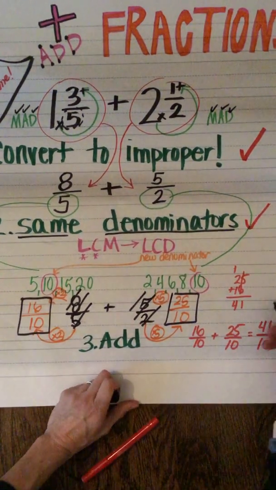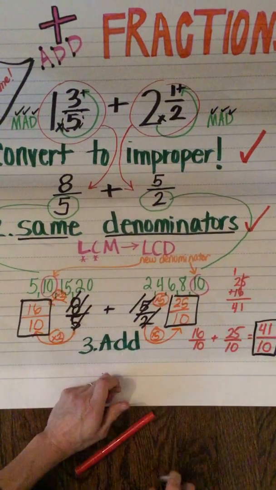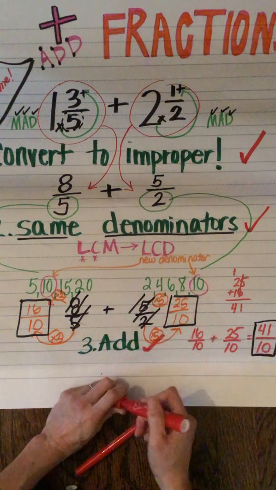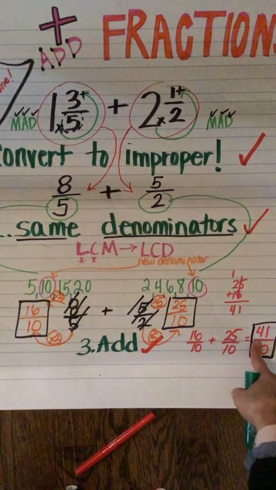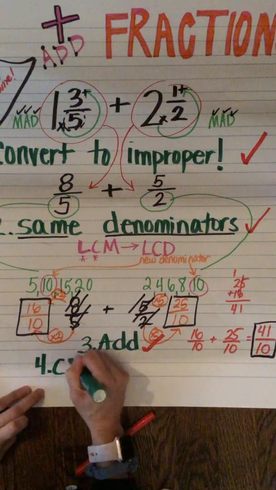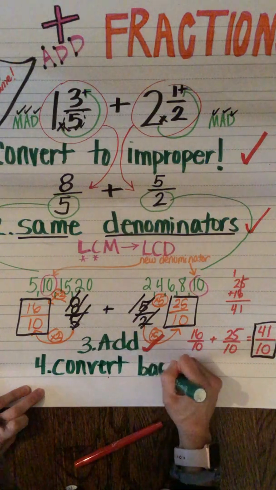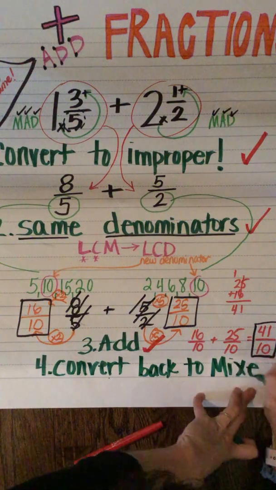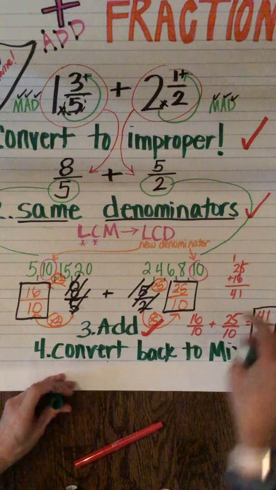I added them. And this was the solution I got. The only thing is, and this is the final step, so I added, check. But now I want to convert back. This is improper. Now I want to convert back to a mixed number. After all, we want it to be proper, not improper.